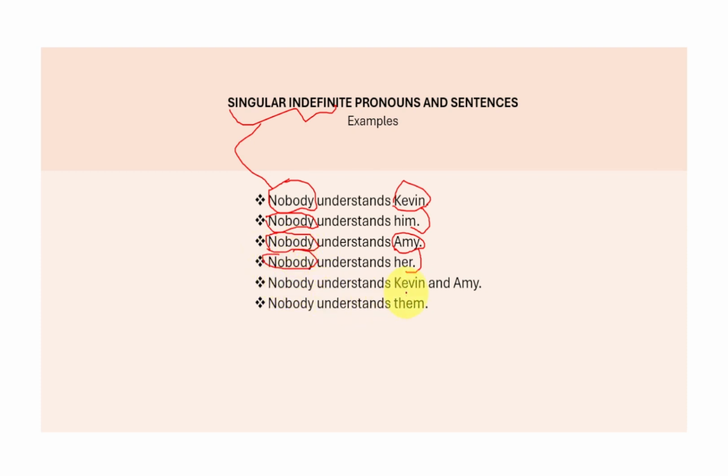Nobody understands Kevin and Amy. Again, nobody understands Kevin and Amy, right? So here you're gonna see Kevin and Amy are the nouns, okay? And this is the pronoun. Nobody understands them. This one is a pronoun, but a different one, okay?